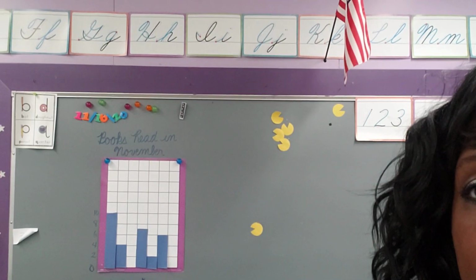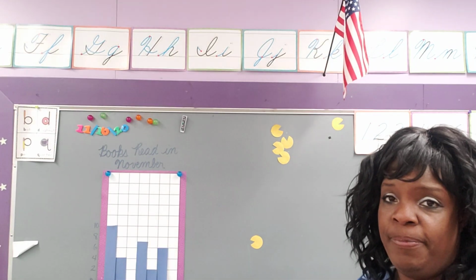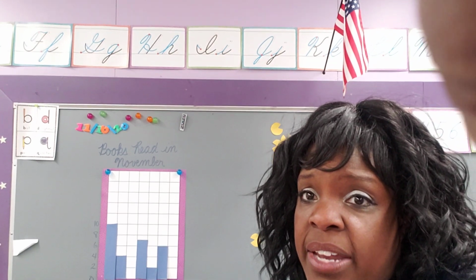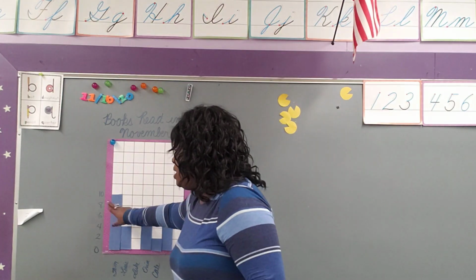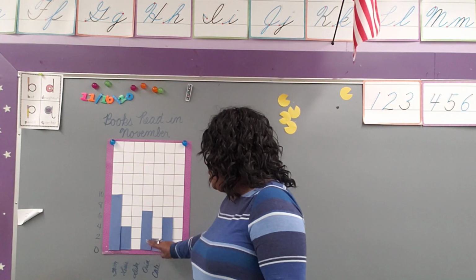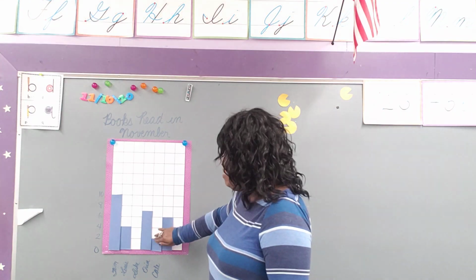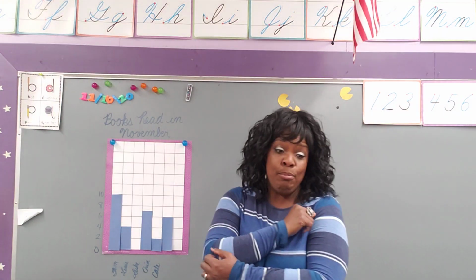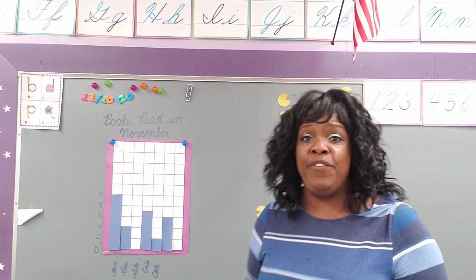How many more books did Tim read than Erin? Because we just said that Erin read 2, Tim read 10. How many more books did Tim read than Erin? Yes, 2, 4, 6, 8. So we could see that there's a difference of 8 books more that Tim read than Erin. So that's a very important thing.